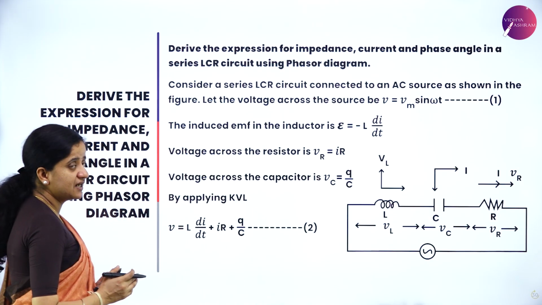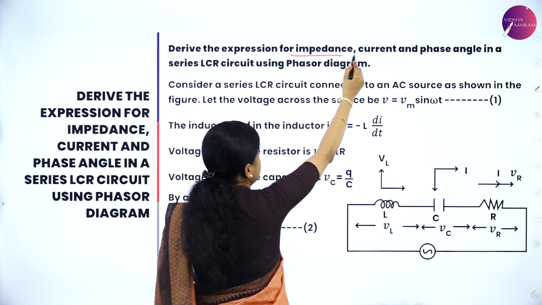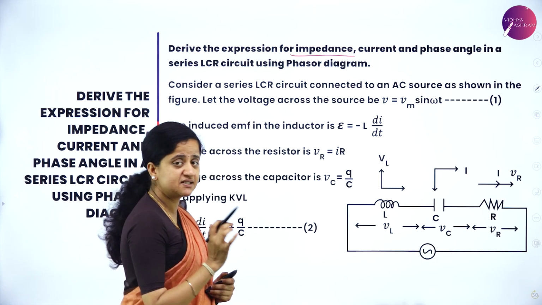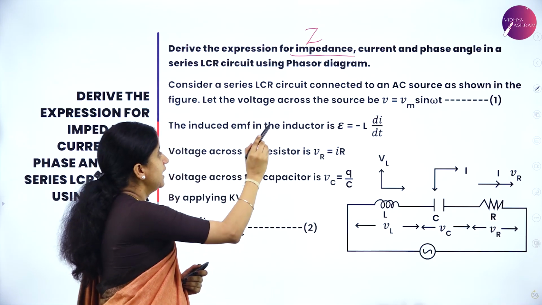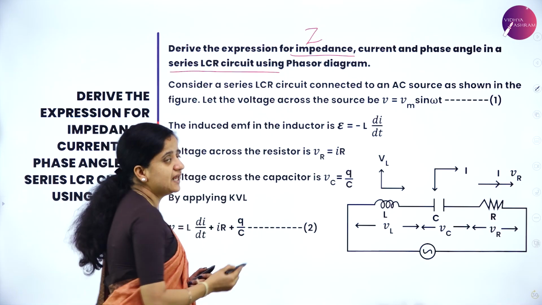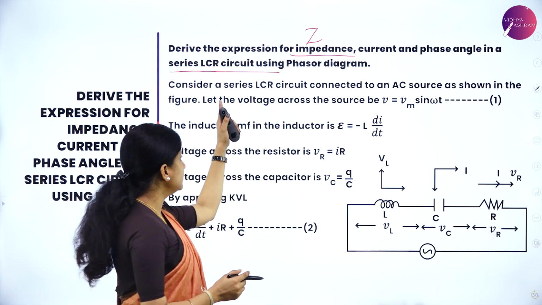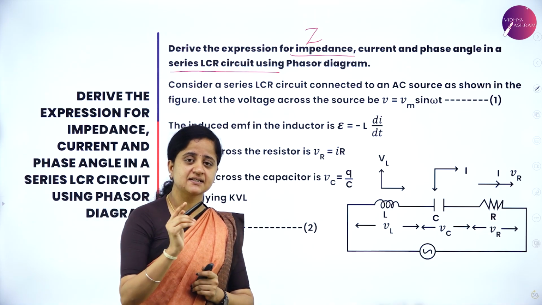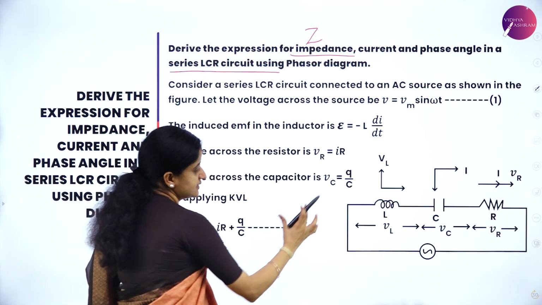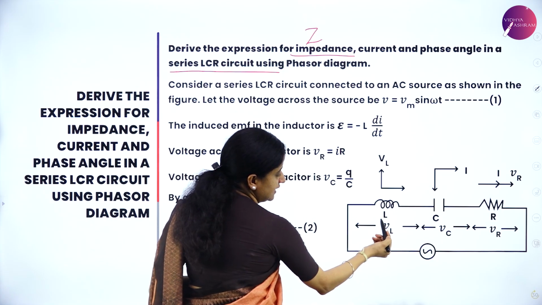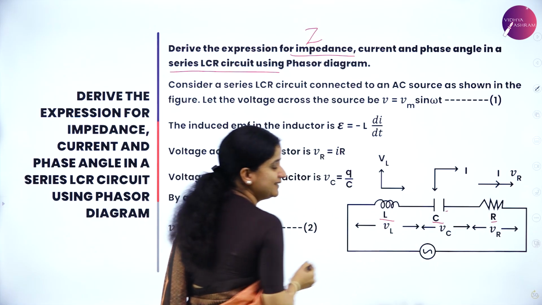So in this session, we are learning about an expression for impedance. Impedance is a term analogous to resistance, denoted by Z, and also an expression for current and phase angle in a series LCR circuit with the help of phasor diagrams. What is an LCR circuit? It is an inductance, capacitance and resistive circuit. For that, I have considered a series LCR circuit. You can see here inductance, capacitance and resistance are connected in series.